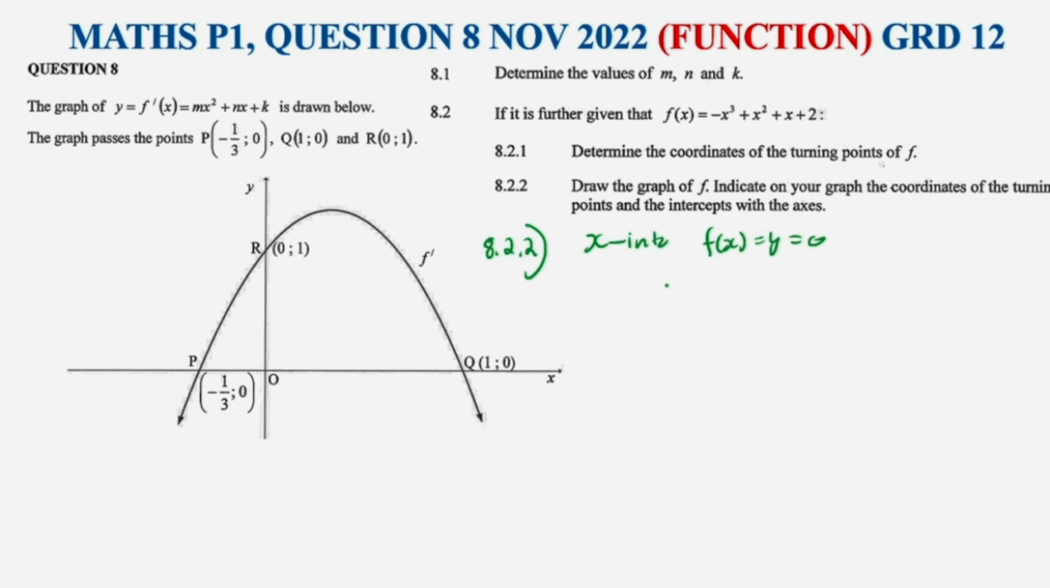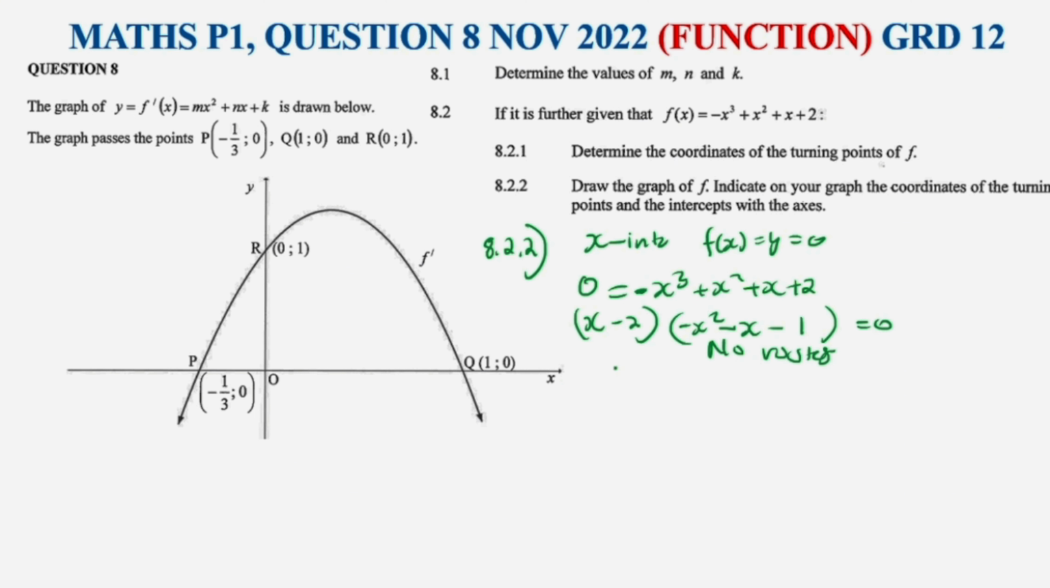So if we say 0, what is our equation? Minus x cubed plus x squared plus x plus 2. You can check the roots. I have randomly checked on my calculator and seen that x minus 2 is our root. I have really shown you guys how to solve x cubed equations. If you don't know how to do that, please make sure that you view a video on this. Now this quadratic here has no roots, and it's going to be very difficult for us to factorize that. Therefore, we're only left with one root, which is x equals 2.